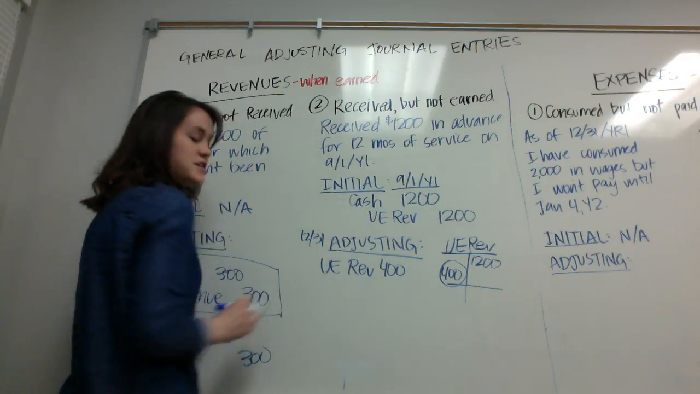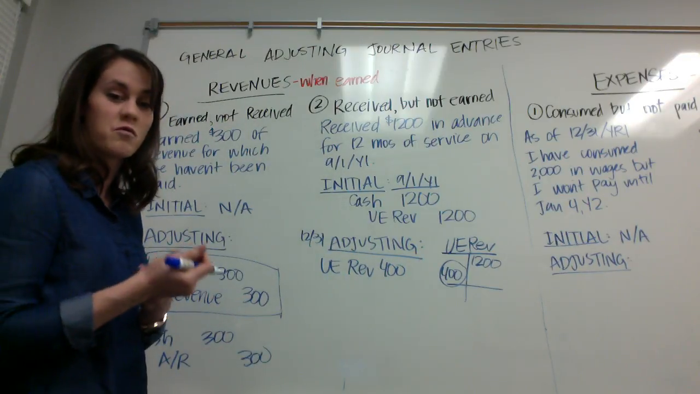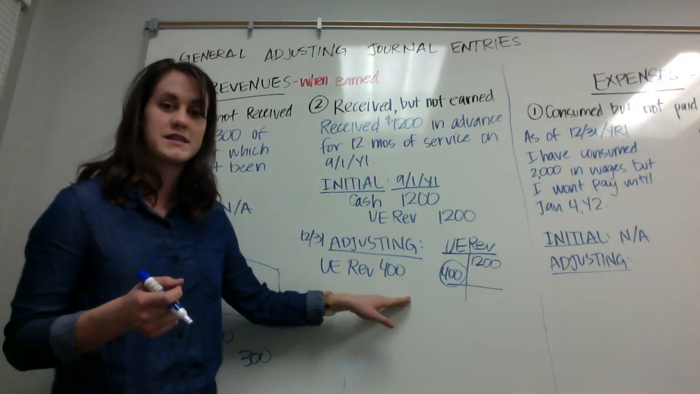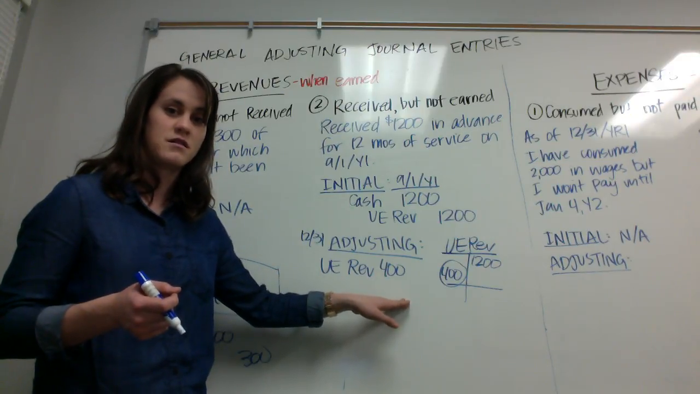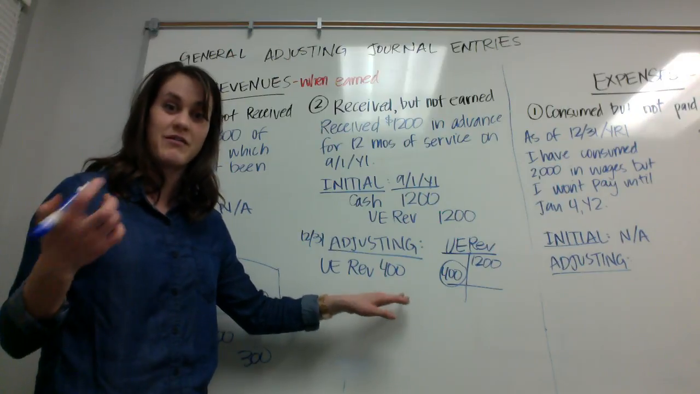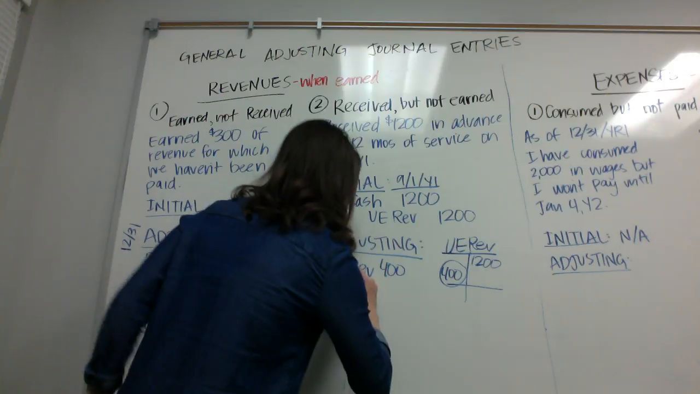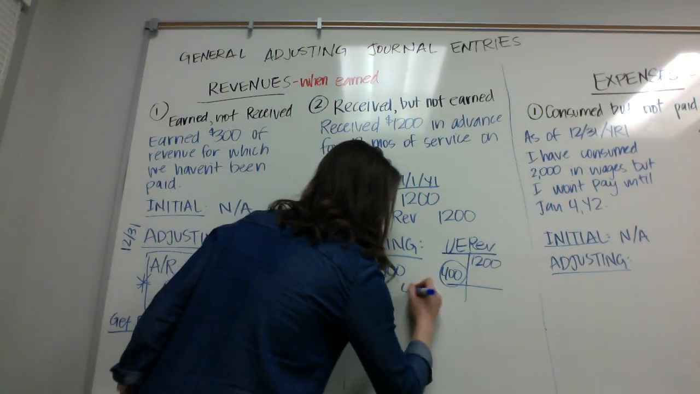Now remember, in adjusting journal entries, there's always one income statement account and one balance sheet account. So if we're taking off the balance sheet account, what is the income statement account related to it? Revenues, right? We've actually performed the work. That's the whole reason why we're recording this adjusting journal entry in the first place. So we need to record revenues of the $400.